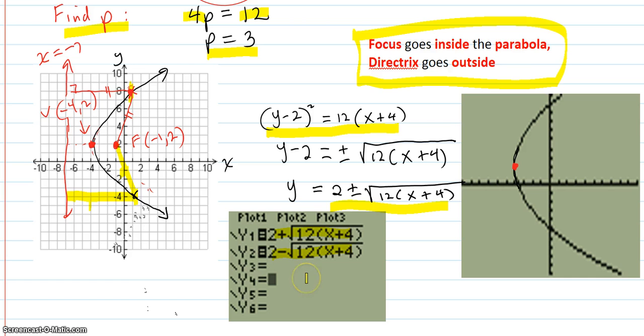And then we graph that. And here's our curve, and it looks pretty good. You know, it keeps on going like that. And that matches up pretty good with what we have over here. And it has the right vertex at -4, 2, so it's looking good.